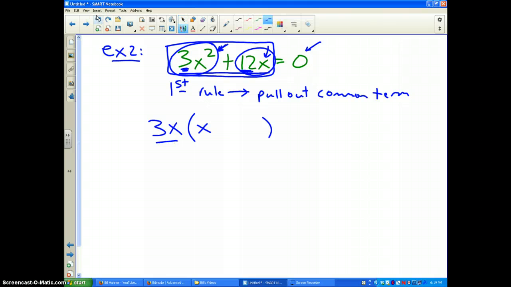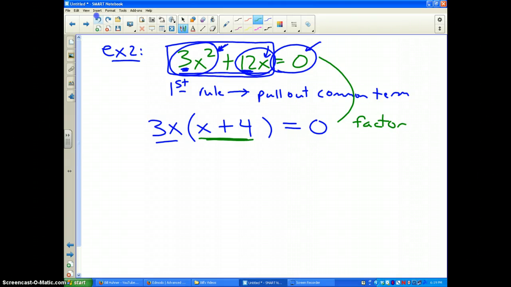But I have my factors. And again, it's equal to 0. So I have to add that part. So I pulled out the common term. I factored it. Now, if you notice, what I'm underlining in green, the highest power of x is 1. You can't do any more factoring. Your factoring is done.